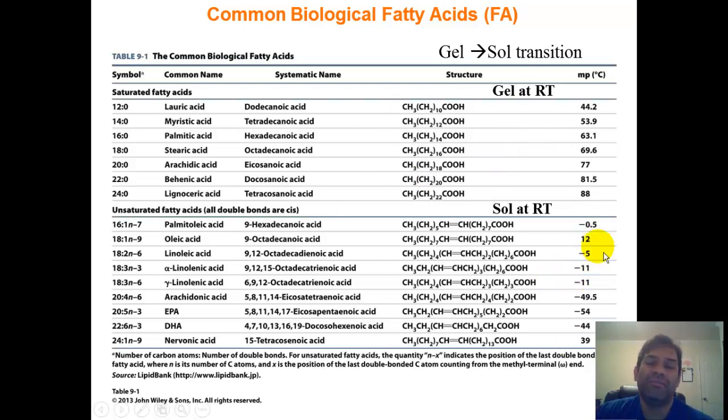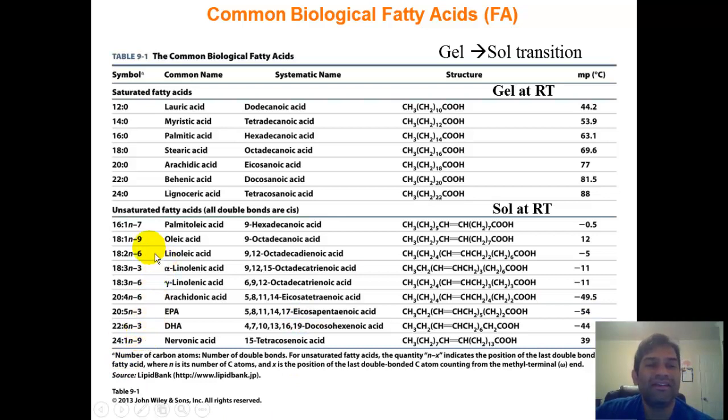So the minute you add a double bond, you're really dramatically reducing the temperature at which this will transition, based on packing of the acyl chain. You dramatically reduce the temperature at which it goes from a gel transition to a solution transition.